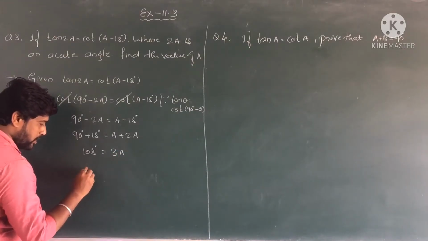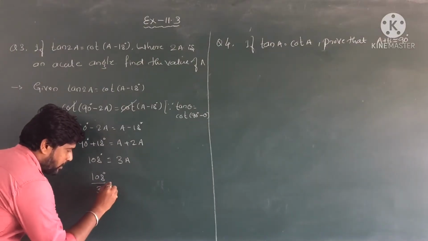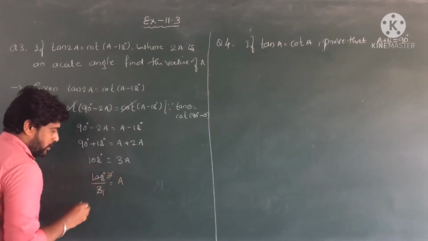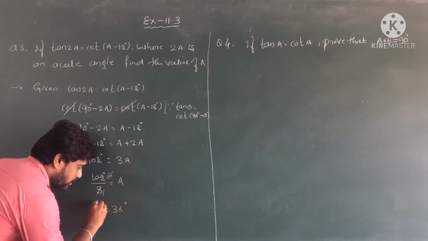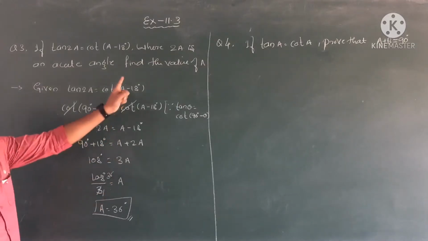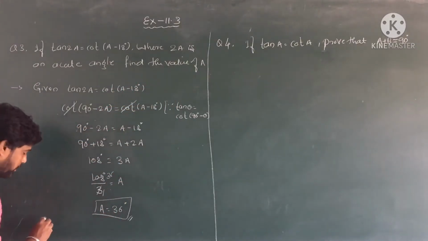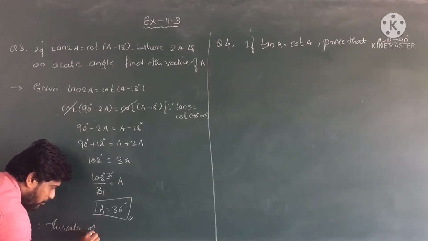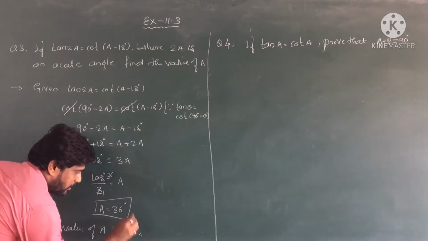So now 3 comes this side, this divides. 108 divided by 3 is equal to 36. So here 3 ones are 3, 3 sixes are 18... so now a is equal to 36. Is it clear? So we have found the value of a. The value of a is 36 degrees. Therefore, the value of a is 36 degrees.